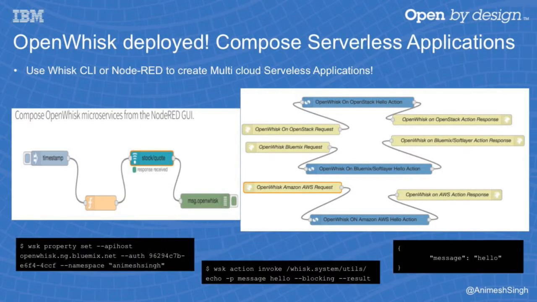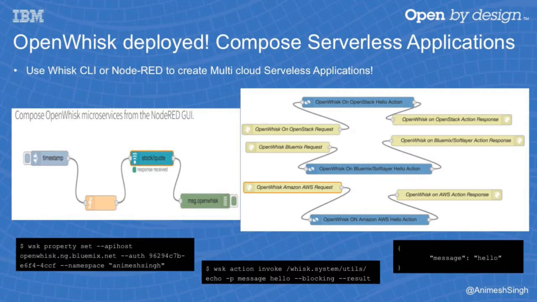Now, once OpenWhisk is deployed, you can interact with it either using a CLI or using one of the Node-RED GUI editors. Node-RED is also an open source platform which you can deploy, and it allows you to create these different invocations. As you can see, the next generation of applications are going to be multi-cloud serverless applications where you are just stitching together different functions running on different cloud providers. In our case, we are able to run Whisk on OpenStack.